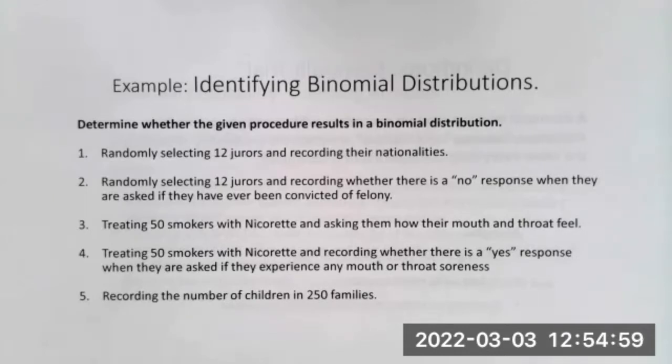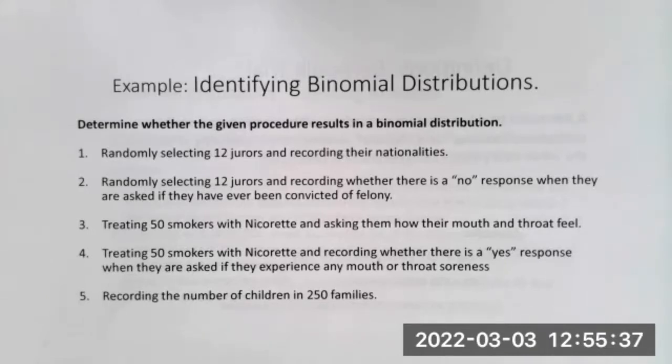Okay, let's take a look at number 3. Treating 50 smokers with Nicorette and asking them how their mouth and throat feels. Again, pause here if you have to. The right answer is this is not a binomial distribution because there is a variety of answers to this question. It's not just 2 outcomes, right? So how can we rephrase this question so that it will result in a binomial distribution?